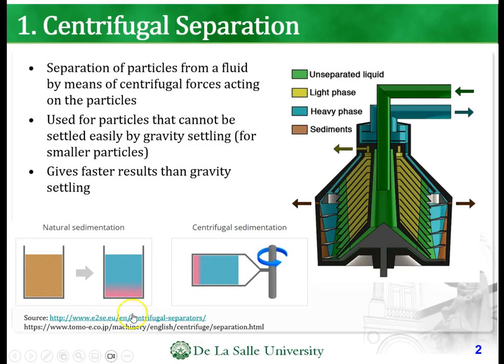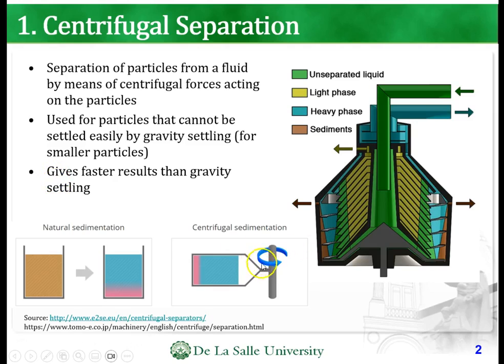So when you look here at the bottom, you can see the natural sedimentation, or the gravity settling. For example, you have a slurry. You will have to wait until time t where it could settle, and then you can observe a separation. However, for some particles, for example emulsions or suspensions, it would be better if you apply a bit of external force. So centrifugal separation can be applied here because it gives faster results.